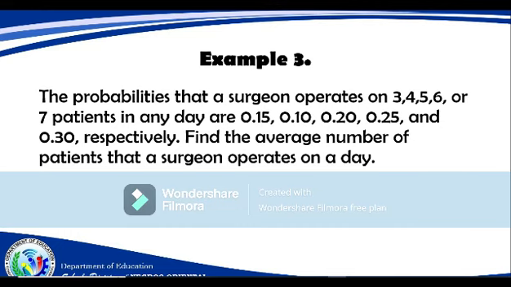Example number 3. The probabilities that a surgeon operates on 3, 4, 5, 6, or 7 patients in any day are 0.15, 0.10, 0.20, 0.25, and 0.30 respectively. Find the average number of patients that a surgeon operates on a day.